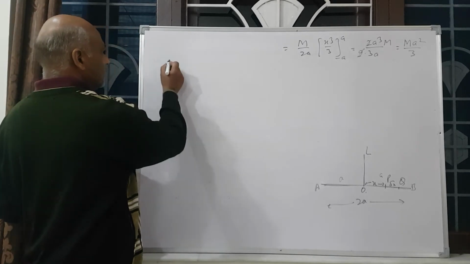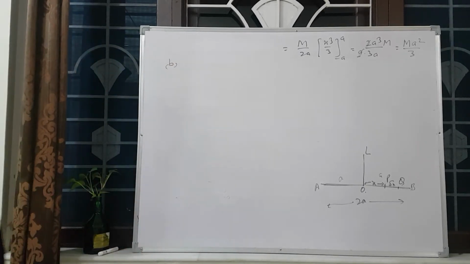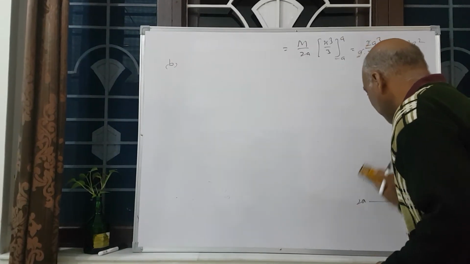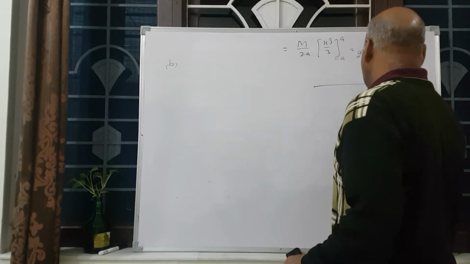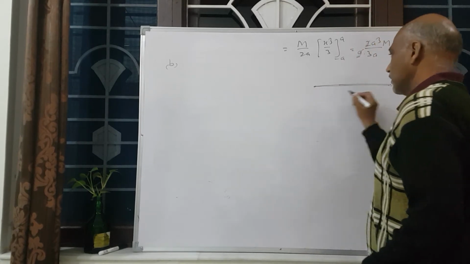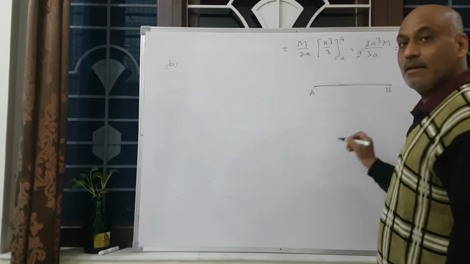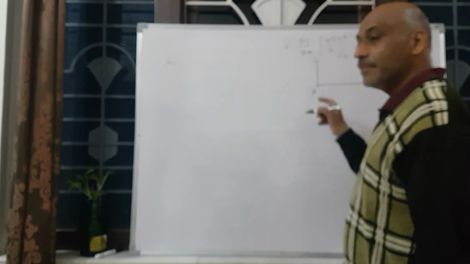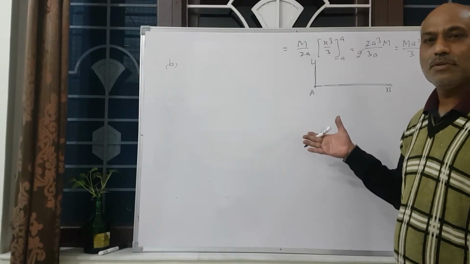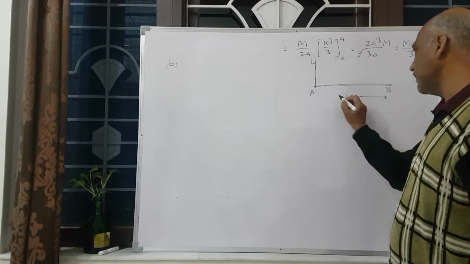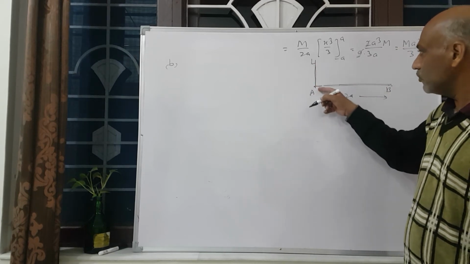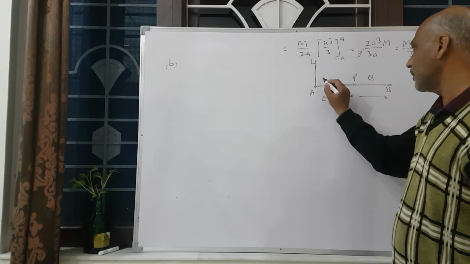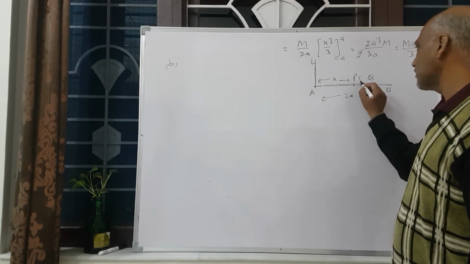Now we come to part B, the second case. Suppose the moment of inertia of rod AB about a line perpendicular to the rod which passes through one end. This is the same method. Suppose that P and Q are the same points, with perpendicular distances x and x plus dx.